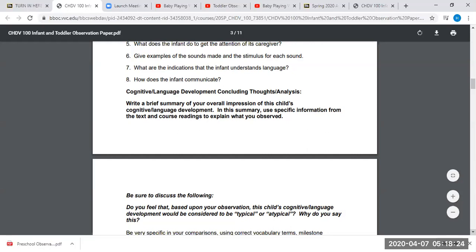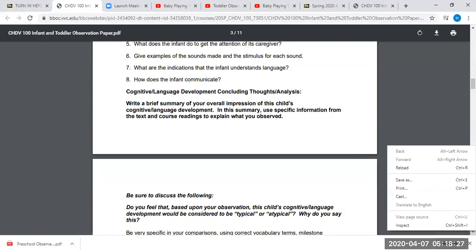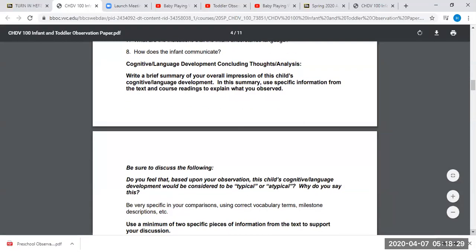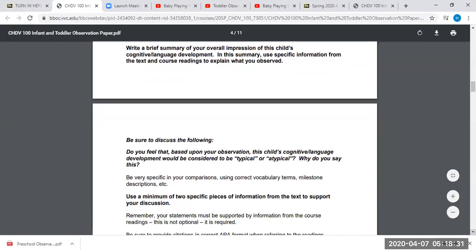Remember, I like details, so give me details. You're also going to need to cite the textbook again. You're going to have to support your thoughts. You need to cite in APA.